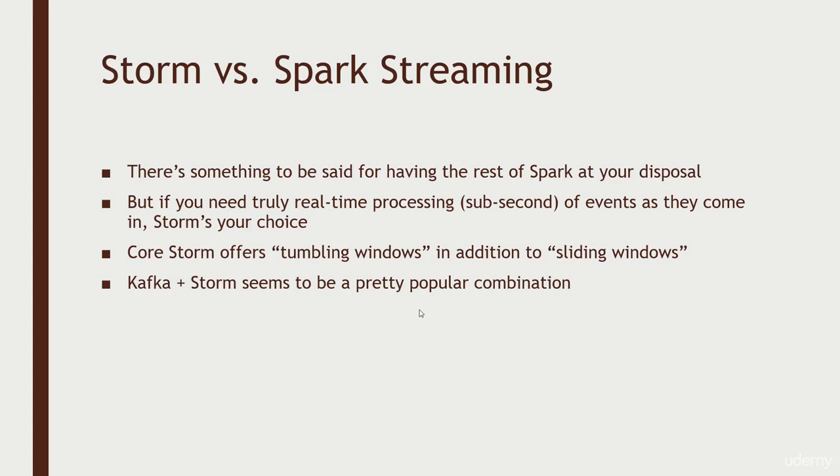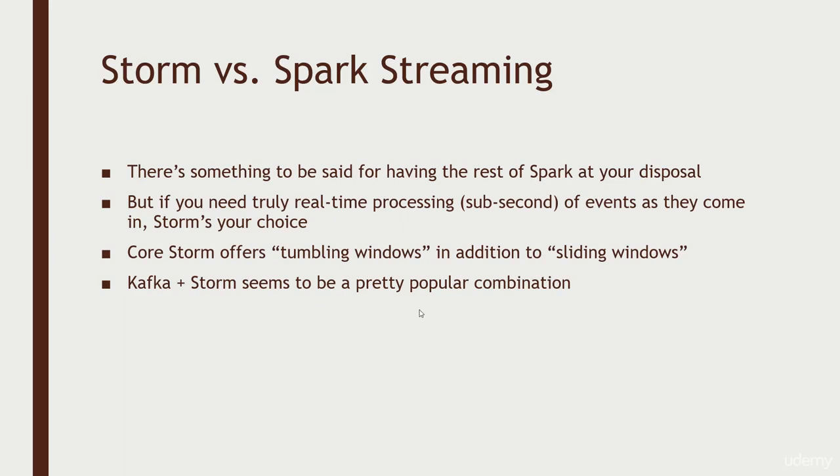So you might think to yourself, well, how do I choose? Storm and Spark Streaming, they kind of solve the same problem. Well, there are some differences to think about. First of all, if you do want to have the rest of Spark at your disposal, there's a lot to be said for that. And with Spark Streaming in particular, you can do things like integrate with MLlib for machine learning, or integrate with GraphX for doing graph processing. So there's a lot of other capabilities in Spark that you can use to your advantage when you're using Spark Streaming. And to me, that's a huge plus.